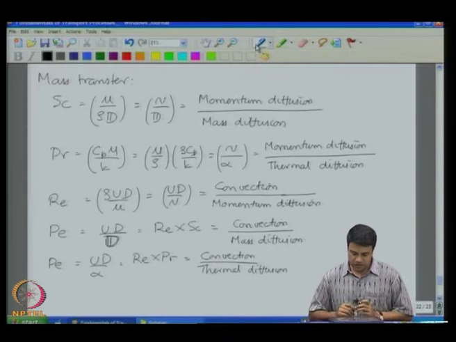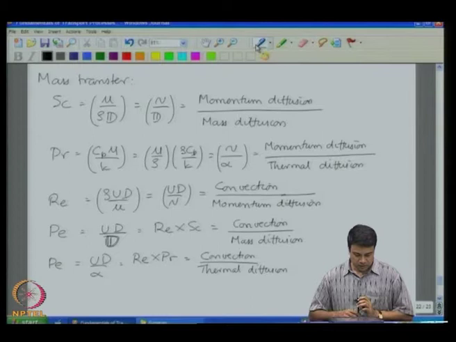The Prandtl number, we saw, is equal to the ratio of momentum diffusion and thermal diffusion, both of which have dimensions of length square T inverse. The Reynolds number was the ratio of convection and diffusion. The kinematic viscosity has dimensions of length square T inverse. Velocity is length per unit time. So, if you take u into d by kinematic viscosity, I get a dimensionless number, the ratio of convection by momentum diffusion. One can also write the ratios of convection by mass diffusion and convection by thermal diffusion.